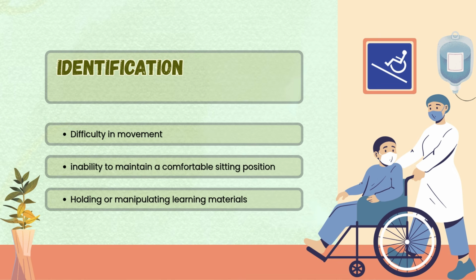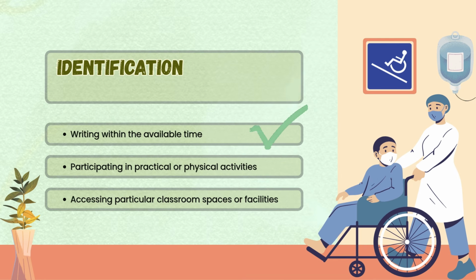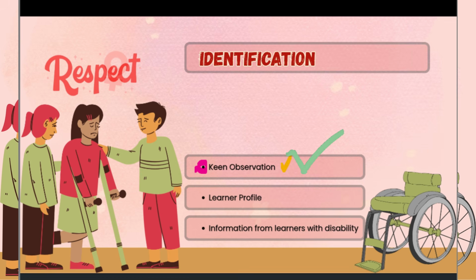Teachers do not diagnose locomotor or orthopedic impairments. Diagnosis and certification belong to the appropriate medical and assessment professionals. However, teachers are often in a position to notice functional difficulties such as difficulty in moving around the classroom or school, maintaining a comfortable sitting position, holding or manipulating learning materials, writing within the available time, participating in practical or physical activities, or accessing particular classroom spaces or facilities. Therefore, keen observation and listening are important.